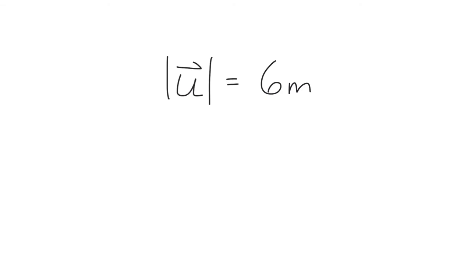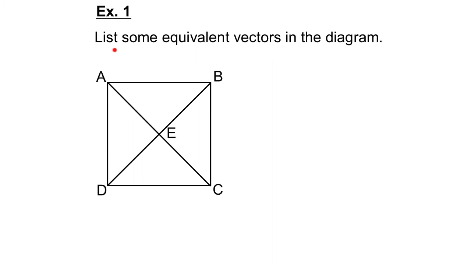Okay, done with notation and terminology. Let's do some examples. Example 1, list some equivalent vectors in the diagram. This diagram has different points, A, B, C, D, and E. They're all connected with lines, and each line can represent a vector. When I say equivalent vectors, what I'm talking about is not just the same magnitude, but also the same direction. Okay, so let's go through this.